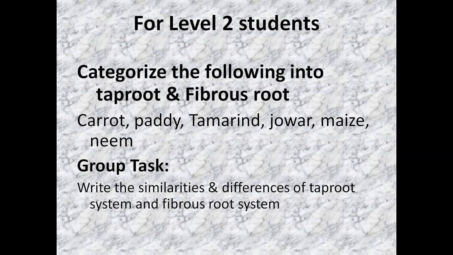discussions. And another task for individual students, for level 2 students, that means they can do the task on their own. Like I'll give some names of plants, and I will ask the children to categorize the given plants basing on the roots into two types, like taproot and fibrous root.